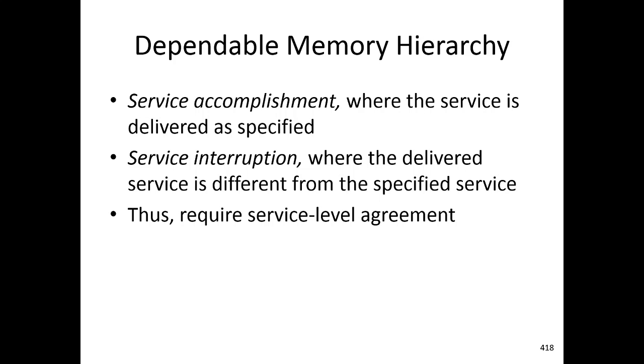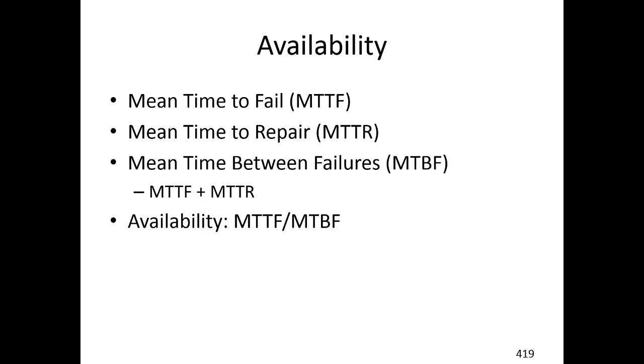All right. Now, up until this point, we've presumed we're going to transition here. When we pull from memory what we stored, when we read it, there are no errors and everything works well. That's called service delivered as specified, service accomplishment. It's dependable memory. Sometimes though in real life, we get service interruption, where it's different from specified service, or we have other issues like a failure. So let's talk about that.